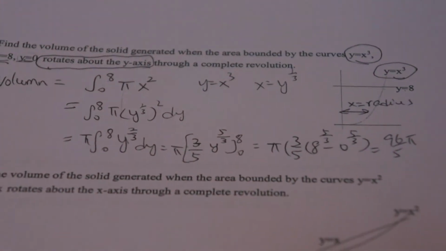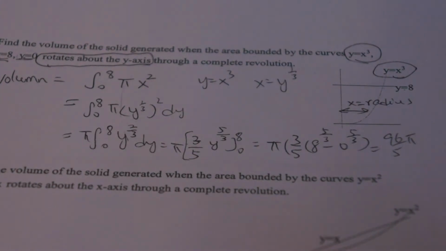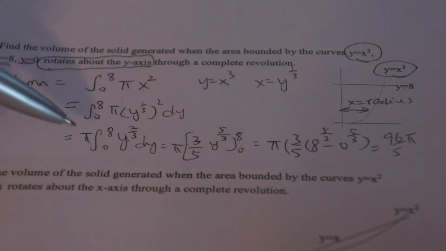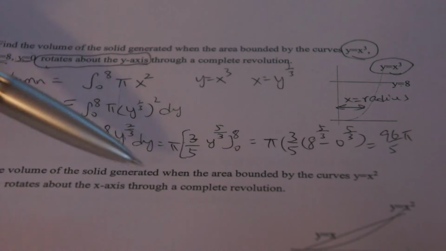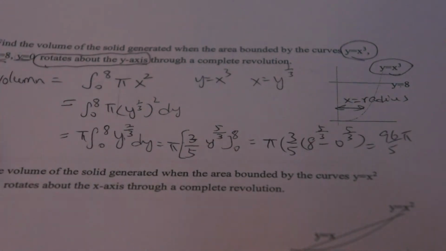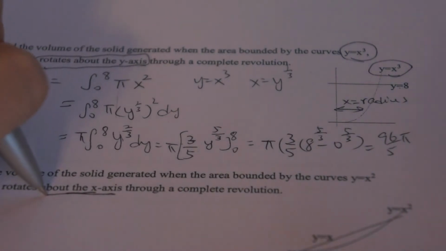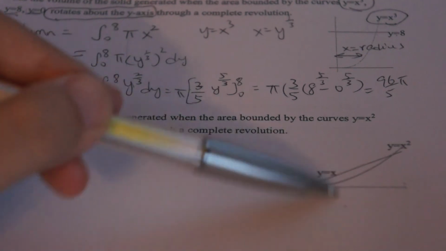Okay, so that is question 13, and then question 14. You are having volumes of solid generated when the area is bound by the curves y equals x squared and y equals x. So that means revolve about the x-axis. You check which axis you revolve about first, and this is the x-axis, so the circle is like that, and the radius should be y. Y is the radius.